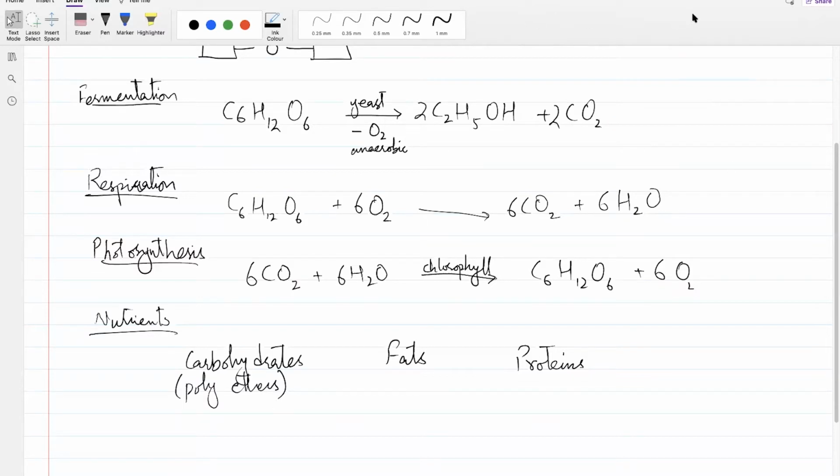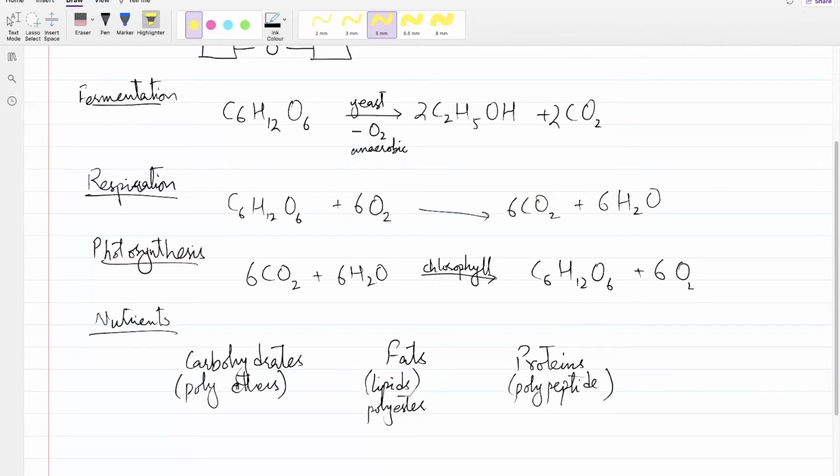Now we have fats. We also call fats lipids. Okay? And they have another kind of linkage in them, which we call the peptide linkage. Sorry, which we call the ester linkage. So we can also call them polyesters. They are not really called that, but we can say polyesters. And then we have proteins. Proteins we also call polyamides or polypeptides, based on what link they have. So in carbohydrates we have the ether linkage, in fats we have the ester linkage, and in proteins we have the peptide linkage.